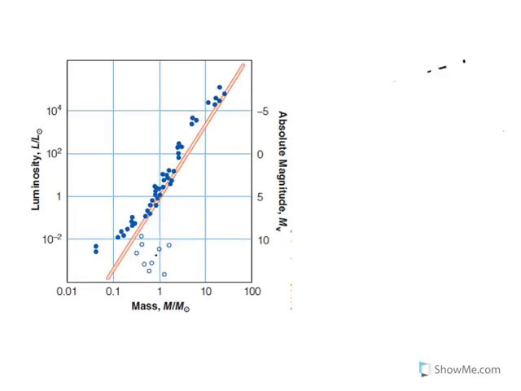So in summary, if you know the luminosity of a main sequence star, you can determine its mass. Likewise, if you know the mass of a main sequence star, you can determine its luminosity.